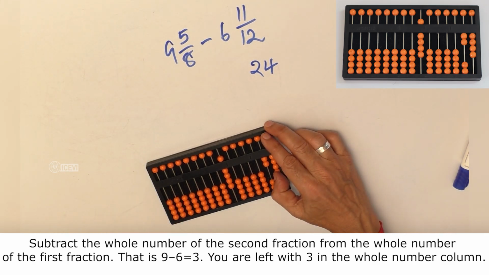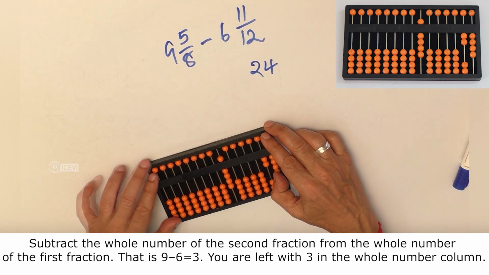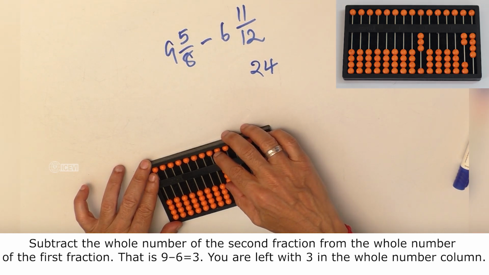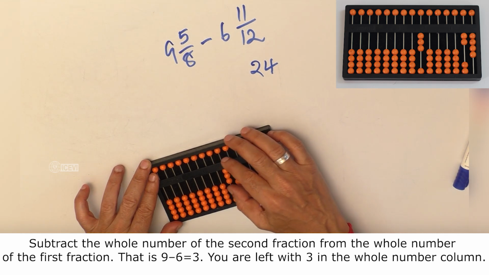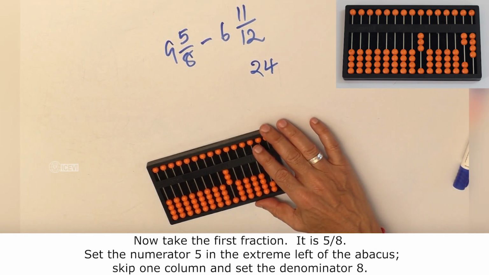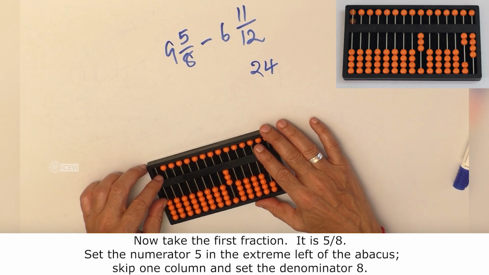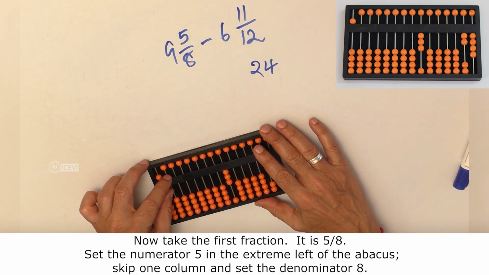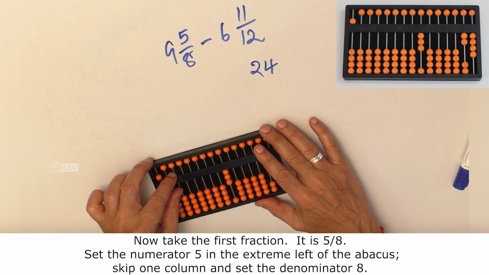Subtract the whole number of the second fraction from the whole number of the first fraction. That is 6 subtracted from 9 and you are left with 3 in the whole number section. Now, take the first fraction, it is 5/8, set the numerator 5 in the extreme left of the abacus, skip one column and set the denominator 8.